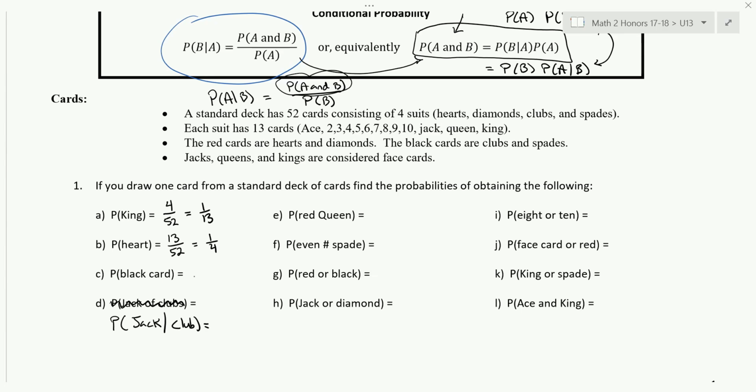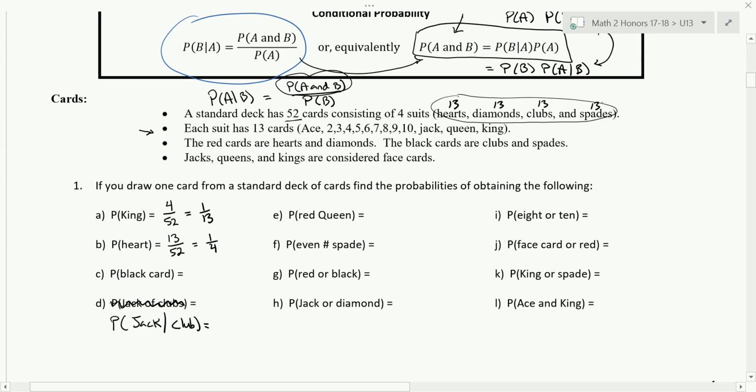Okay, so let me ask you this. There's 52 cards, right? And they're split up between four types, right? So in those four types, how many hearts are there? Actually, look at the second bullet right here. Each suit has how many cards? 13. So there's 13 hearts. There's 13 diamonds, 13 clubs, and 13 spades. You go with that? Okay.